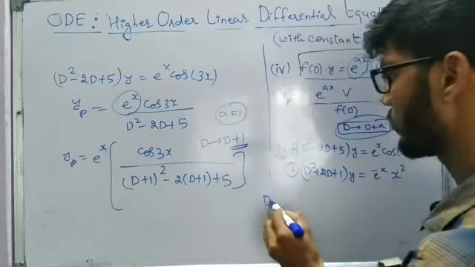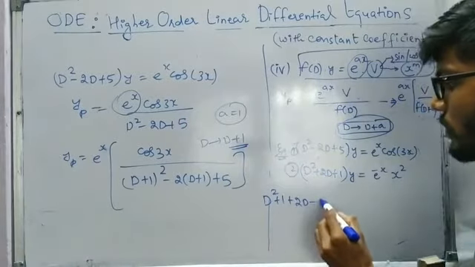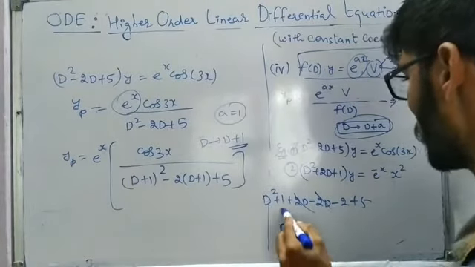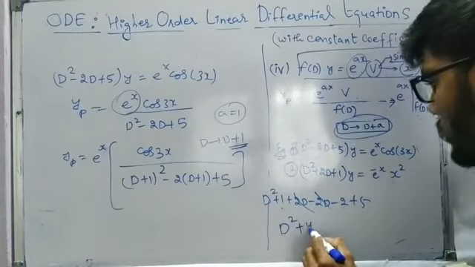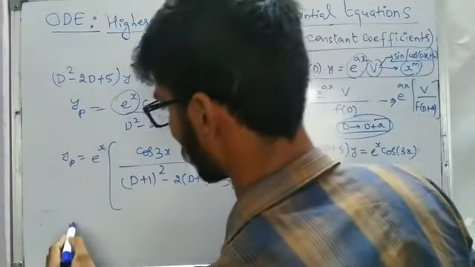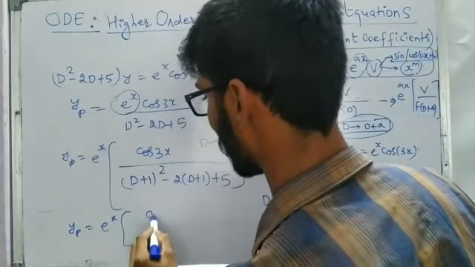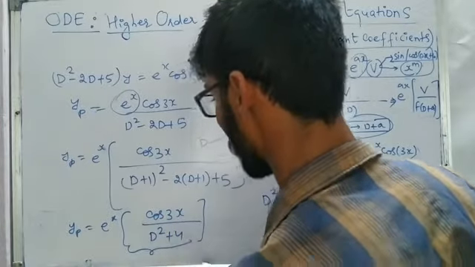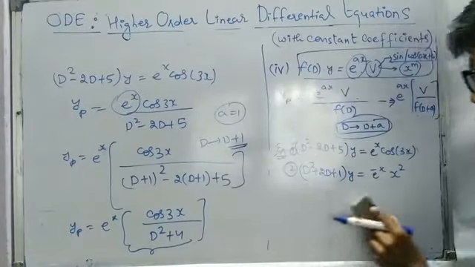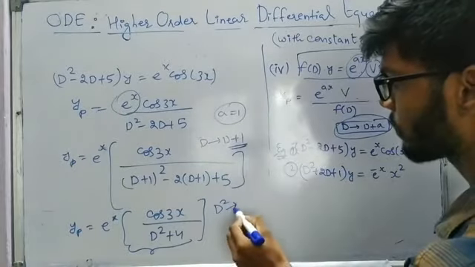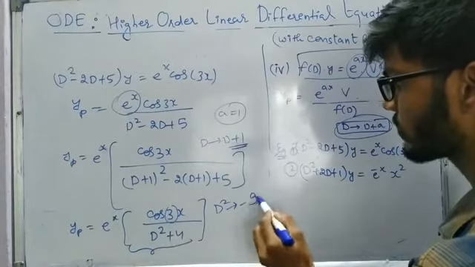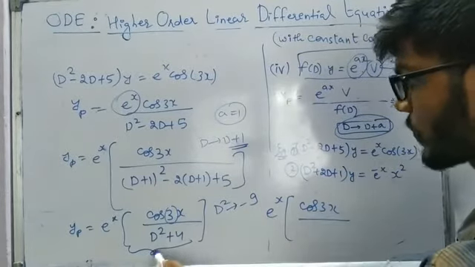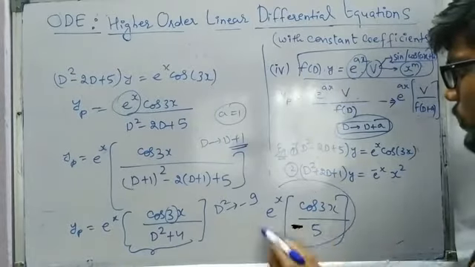So expand this: d plus 1 whole square is nothing but d square plus 1 plus 2d, minus 2d minus 2 plus 5. So 2d minus 2d gets cancelled. This will be d square plus 1 minus 2 plus 5, which is 4. So this will become yp is equal to e power x and cos 3x divided by d square plus 4. And now this is nothing but case number 2. We have cos ax plus b. So what we have to do? Replace d square by minus a square. So a is nothing but 3, so minus 9. So e power x cos 3x divided by d square, which is minus 9 plus 4, is nothing but minus 5. So this is going to be our answer.